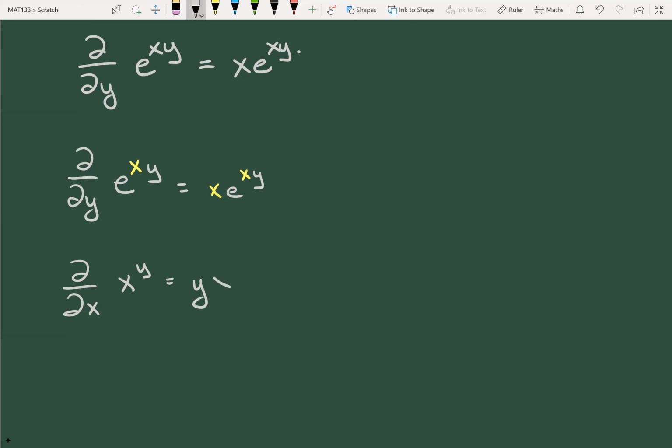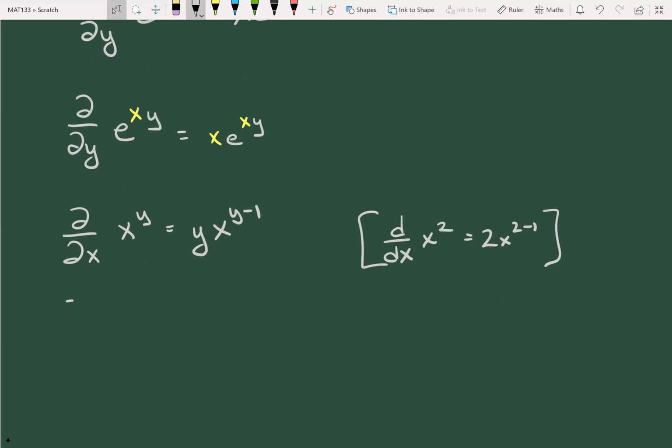Excellent. So you get y x to the y minus 1, right? That's like your power rule. It's like if I'd asked you, what is the derivative of x squared? The x is in the base, the constant is in the exponent, so you would use the power rule. Okay, now what if I go the other way, though? What if I ask you to differentiate this with respect to y? What would you get?